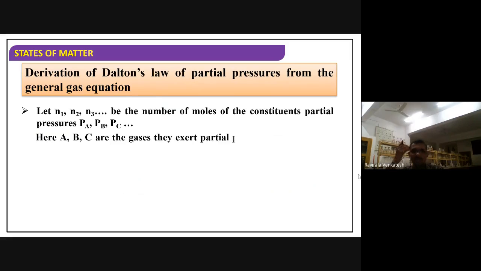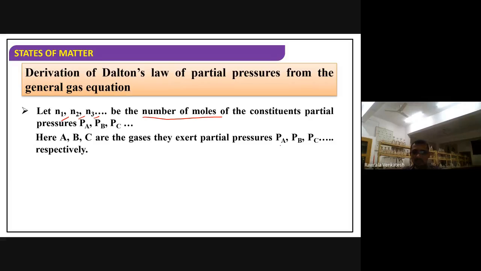Now, first of all, we'll take some data over here. N1, N2, N3. I'm calling the number of moles of gas molecules A, B, C. That means there are N1 moles of gas A, N2 moles of gas B, and N3 moles of gas C. A, B, C are the gases, and they exert partial pressures PA, PB, PC.